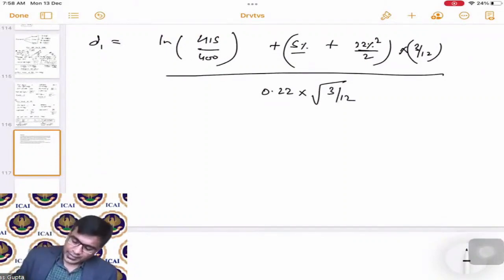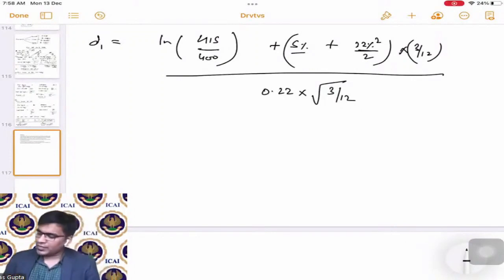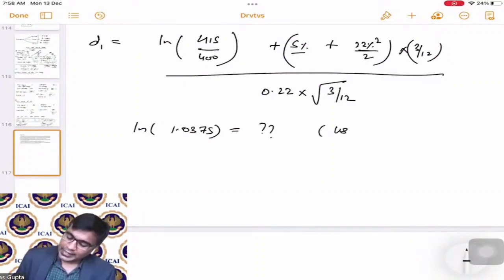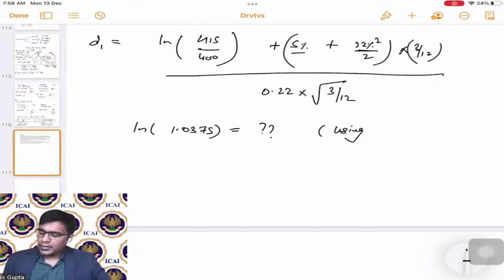Now, if you see this, there is a natural log we have to calculate, which is 415 divided by 400. So the natural log of 1.0375, how can it be calculated using a calculator? In case of using a calculator trick, correct?